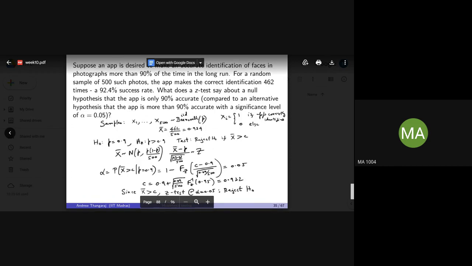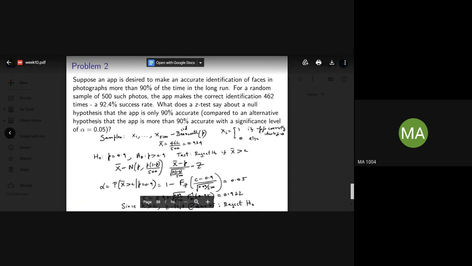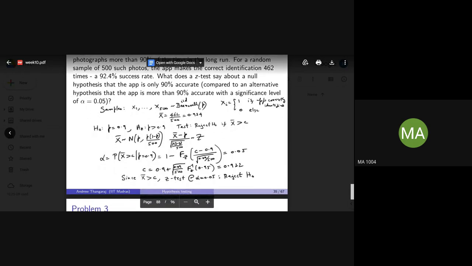For this X bar, see the second sentence in the question. It says, for a random sample of 500 such photos, the app makes the correct identification 462 times. So out of 500, 462 times it makes a correct identification. So your X bar is 462 divided by 500. How much is that? It is 92.4. And this X bar, 92.4, comes out to be greater than C.